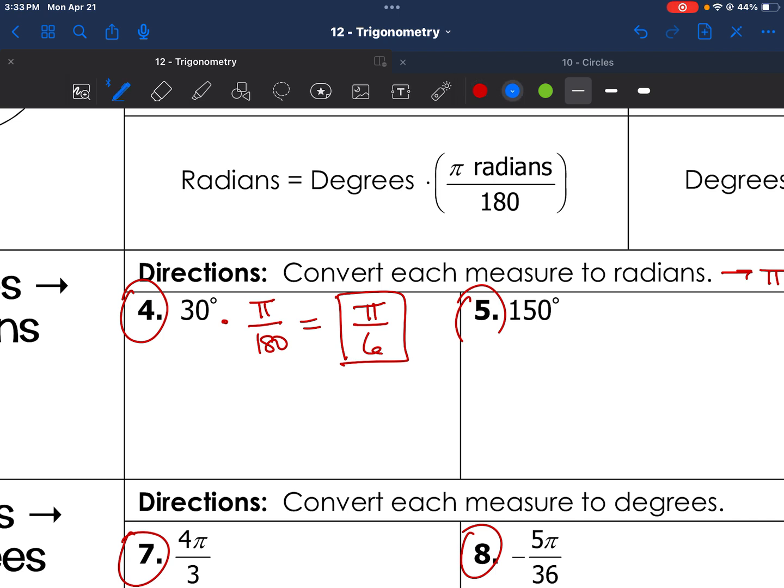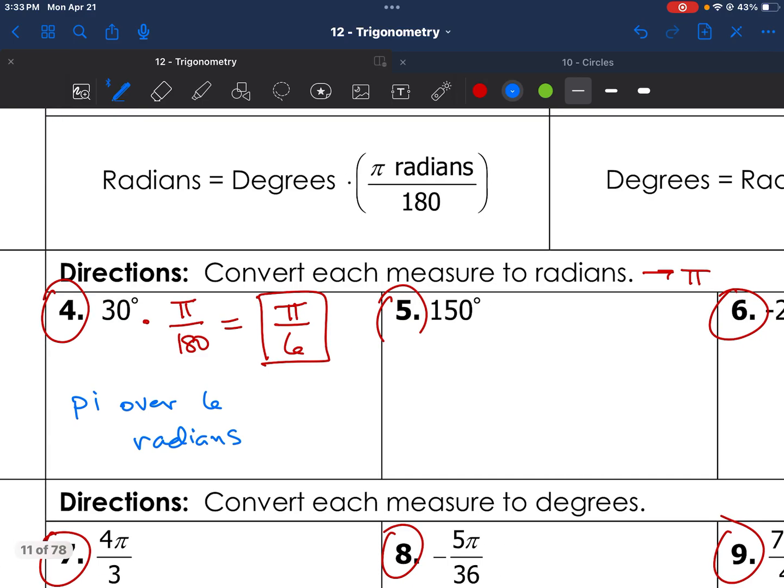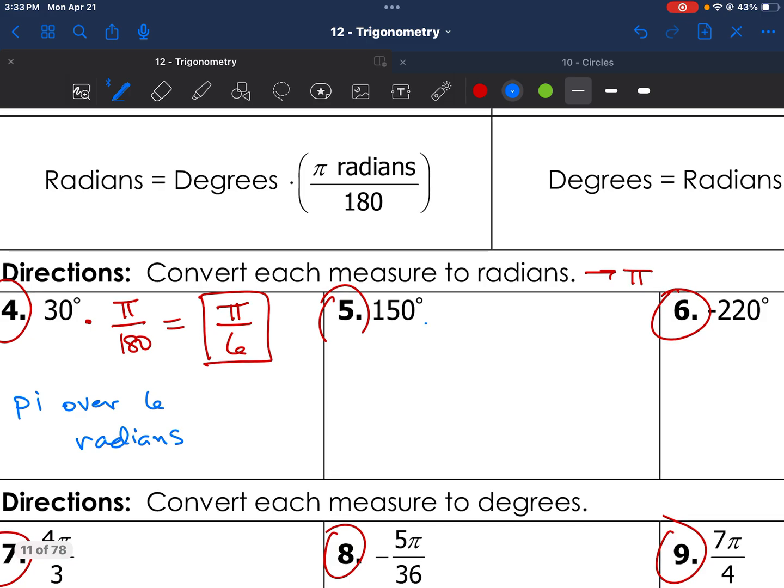Whenever we would say this, we would say it exactly like that: pi over 6 radians. But I don't have a symbol like with a degree, where we have the little circle. I don't have a symbol for radians. We would just write pi over 6, and that would be it. So for 150, same deal. We're going to multiply by pi over 180. We would reduce 150 over 180, and we would make this into 5 pi over 6 radians.